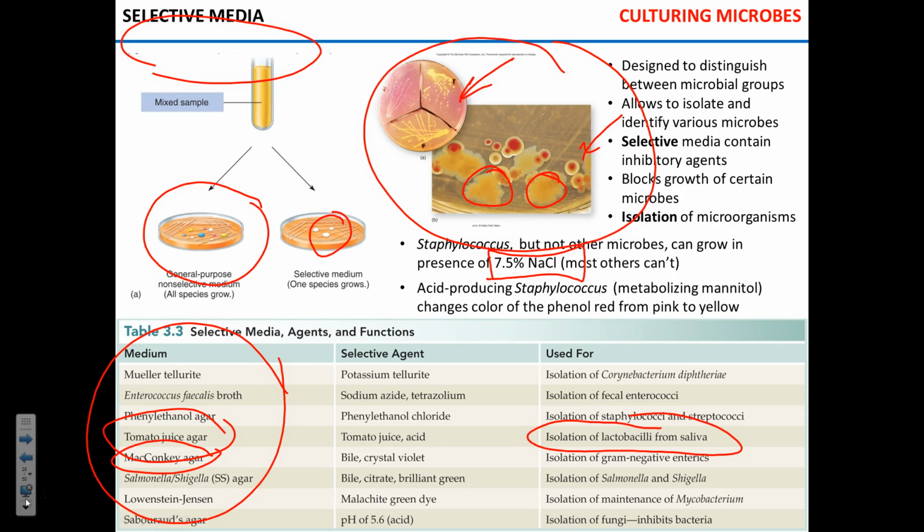MacConkey agar. It's a go-to choice for growing gram-negative microbes from the intestine, enterics, and it has bile. Bile salts are protective. They inhibit growth of gram-positives, but allow growth of gram-negatives. Does that make sense? See the difference? Sabouraud agar that we're going to use next week is acidic with a pH of about 5, which inhibits bacterial but supports fungal growth.